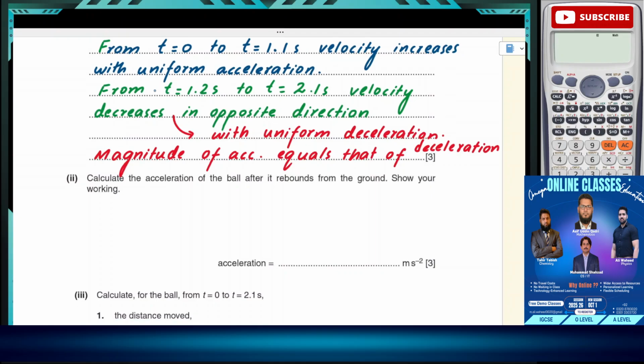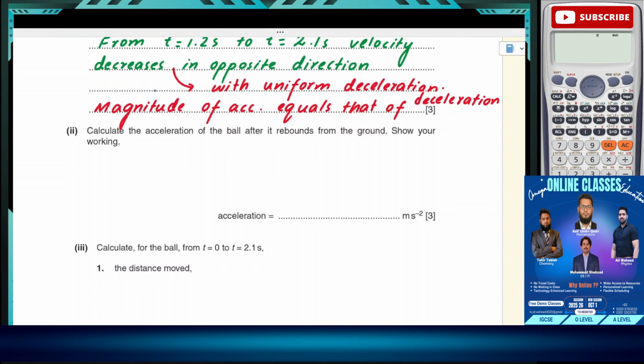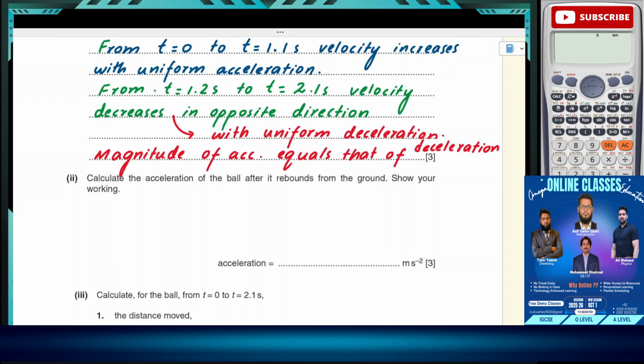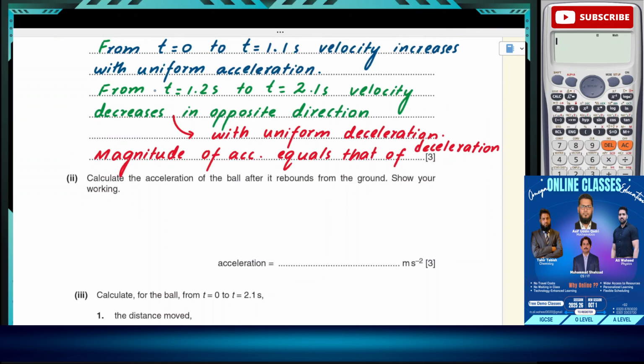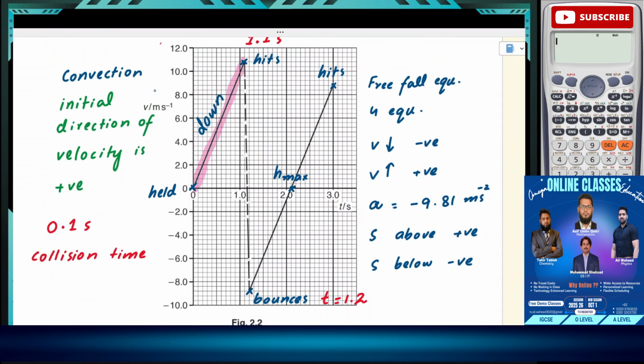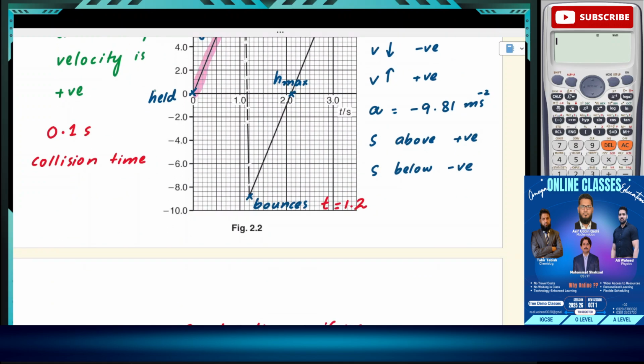Calculate the acceleration of the ball after it rebounds from the ground. Show your working. Calculate the acceleration of the ball after it rebounds from the ground and show your working. Now let me find the point after which the ball rebounds from the ground. It is this point, the point where the ball bounces off the ground.